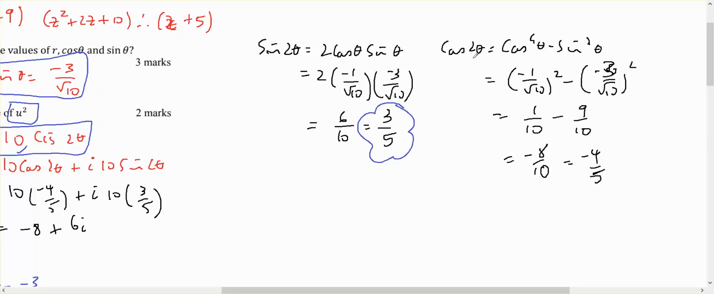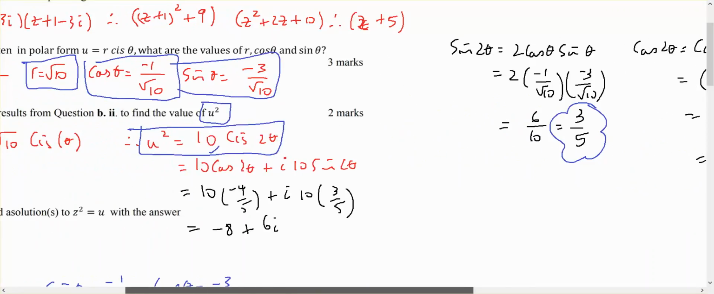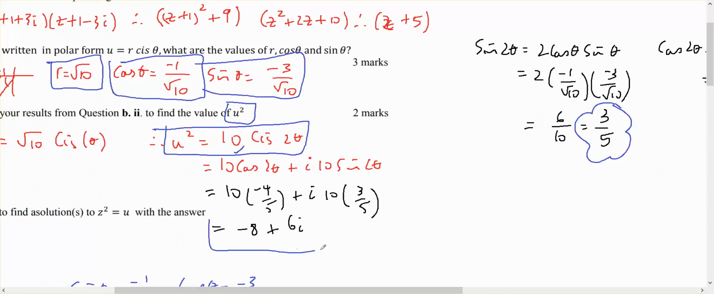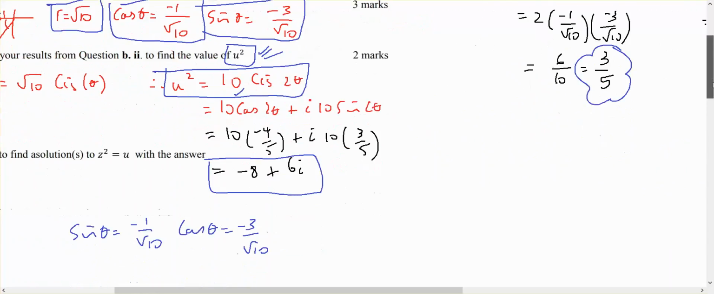There are 3 different cos of 2 theta rules. This is the one I've used, which gives me -5 on 4. Substituting that back in, this is what we get for U squared. Which brings us to part 4.